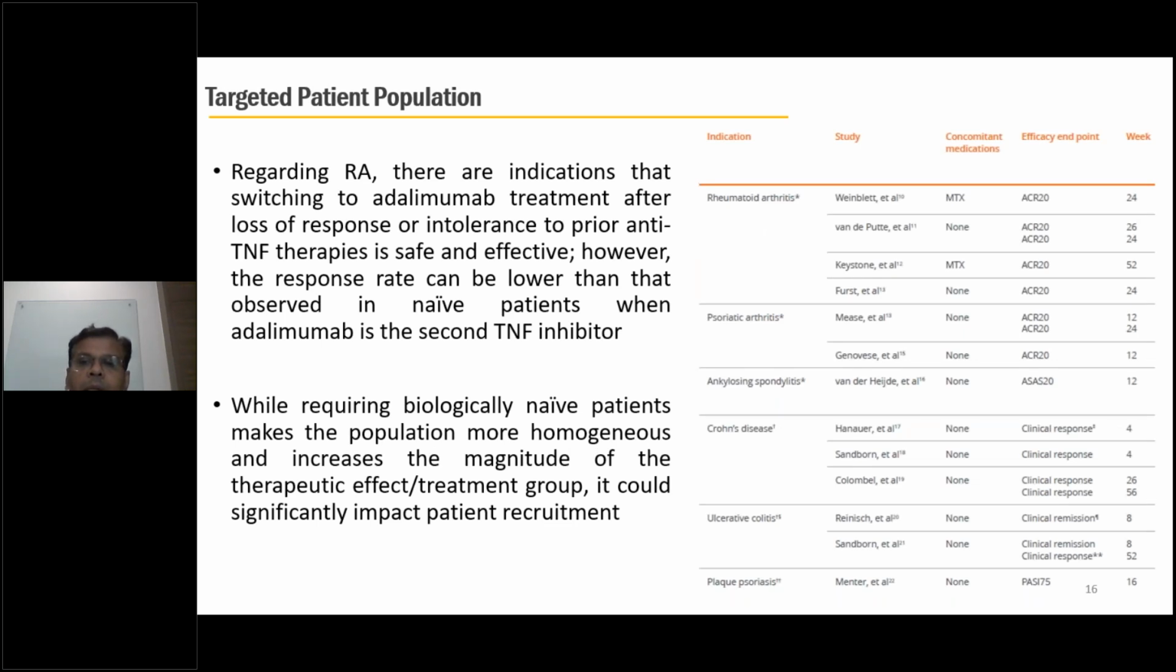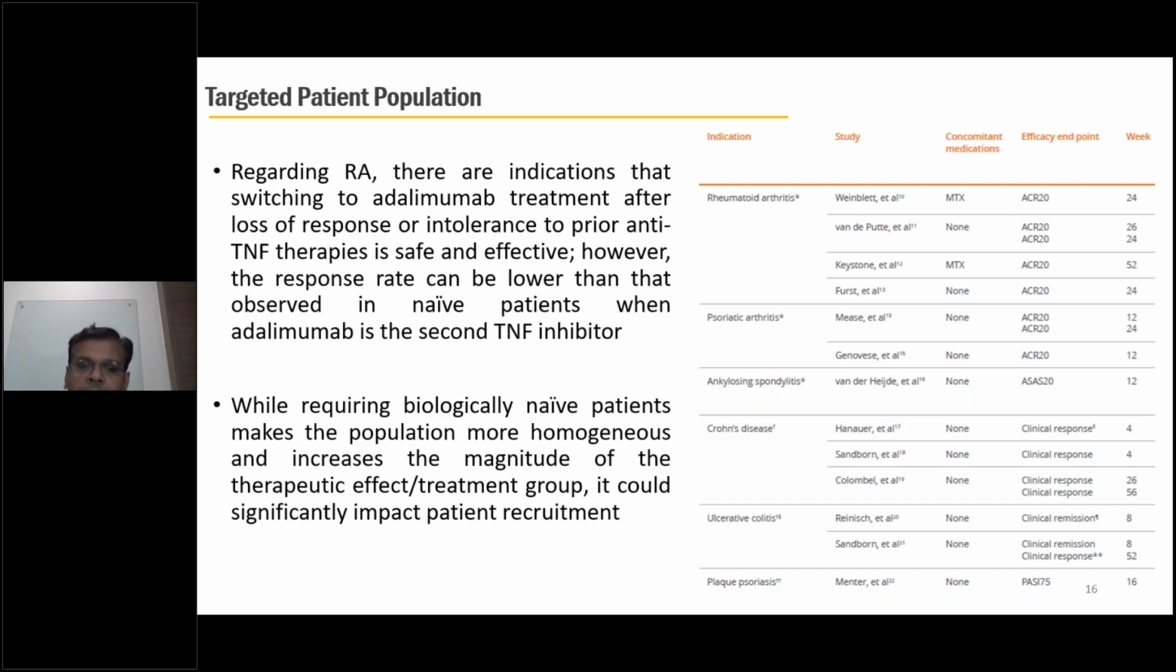Now you could see this. So this is with respect to the patient population we were taking into consideration. There are different patient populations which could be targeted for adalimumab. Adalimumab is used in rheumatoid arthritis, psoriasis, psoriatic arthritis, ankylosing spondylitis, Crohn's disease, ulcerative colitis, and plaque psoriasis. So these are various indications in which they decrease the TNF alpha, inhibiting tumor necrosis factor.